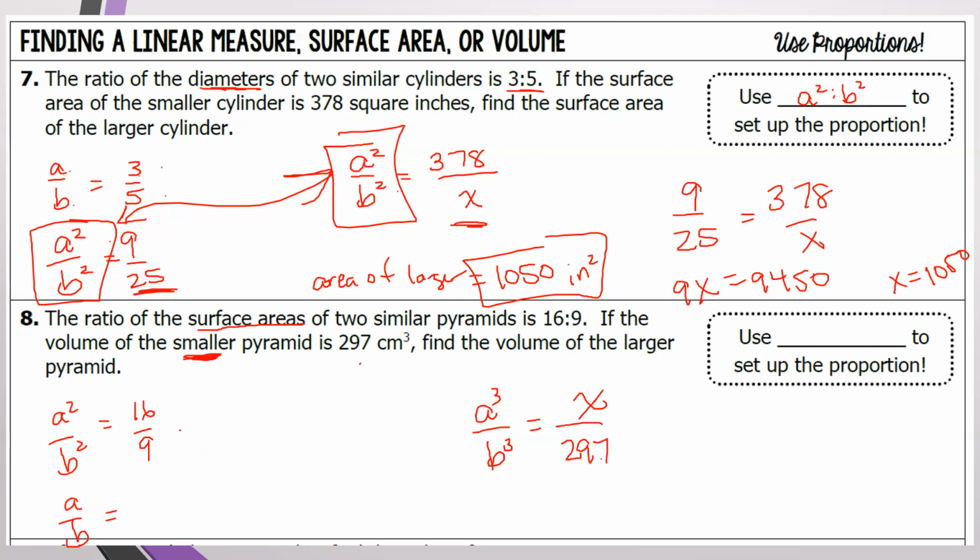Okay, well, if A squared is 16, that means A is 4. B squared is 9, so B is 3. Now I can use that A over B to find A cubed over B cubed. Well, A is 4, so 4 cubed is 64. B is 3, 3 cubed is 27.